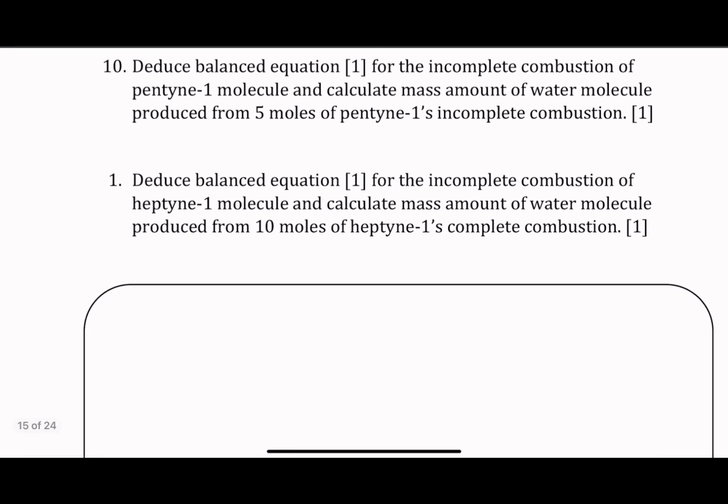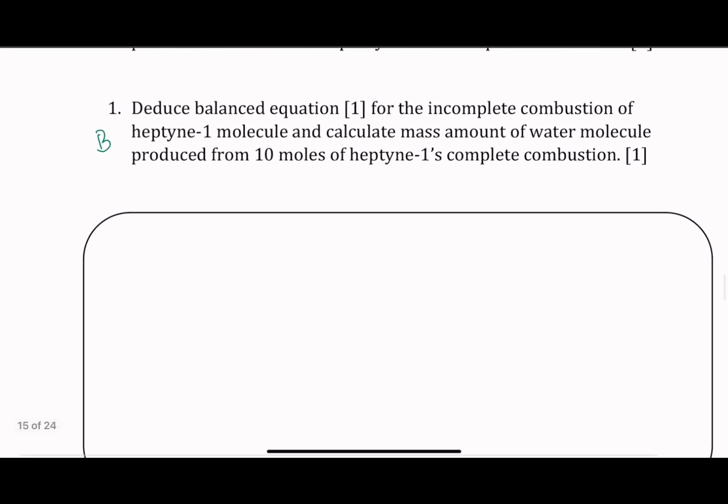So now, the next question is asking us to deduce, meaning write the balanced equation for the incomplete combustion of pentyne, 1 molecule. Calculate the mass of water produced from 5 moles of pentyne's incomplete combustion. Now guys, we have done it many times. This is the A version, this is the B version of the test. We have done it in class, so if you haven't been able to write it, to be honest, that means you didn't really practice. So let's write this one together.